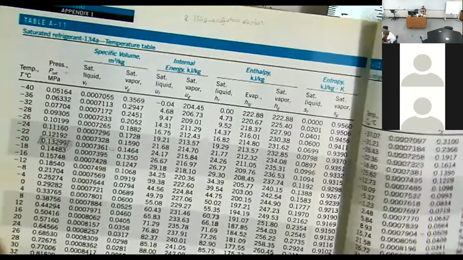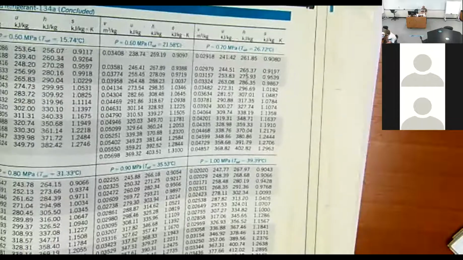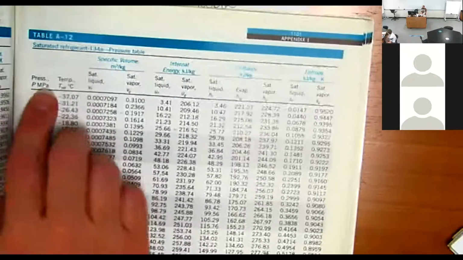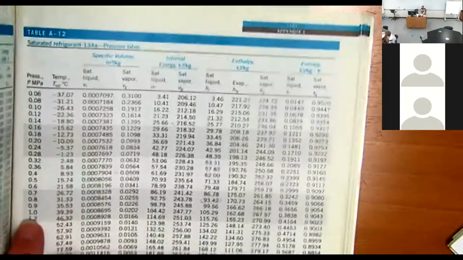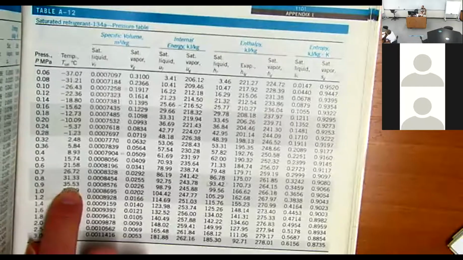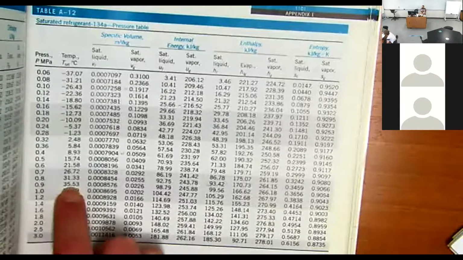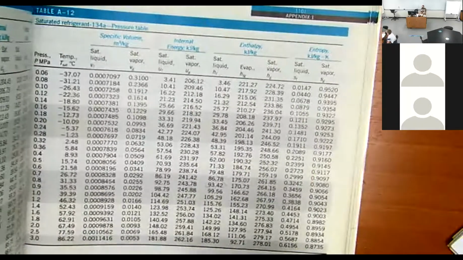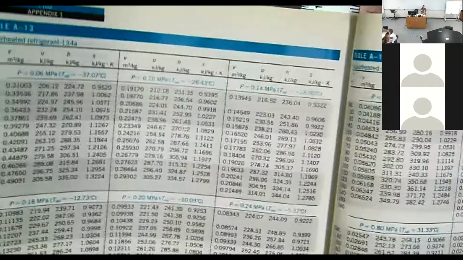If you would like to, you can go to your table. In the table for saturated liquid vapor, look at our pressure table here. At 0.9 megapascal, our saturation temperature is 35.53 degrees. We are much higher than the saturation temperature. We're double this temperature, so we're way above the saturation temperature. We're not even close to it at the same pressure. So that's another good case that we're at a superheated vapor.